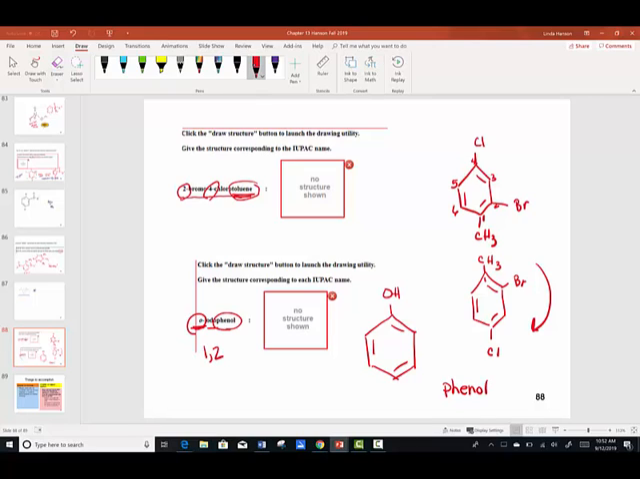Ortho tells me it's position 1 and 2. I know that carbon 1 is on the alcohol because it's the root word phenol. So in position 2 would be the iodine, iodo. 1, 2, iodophenol. Ortho-iodophenol.